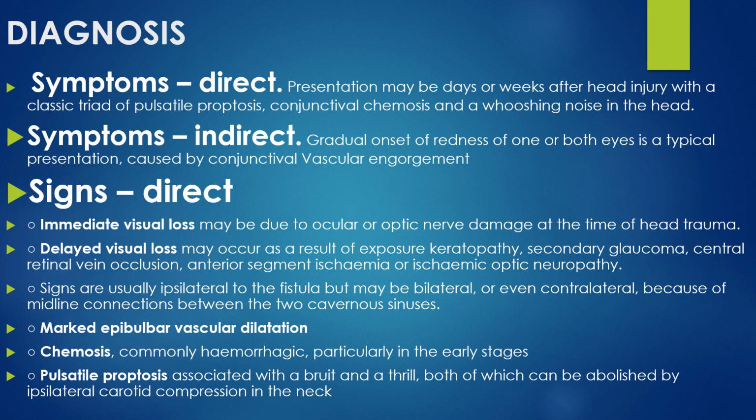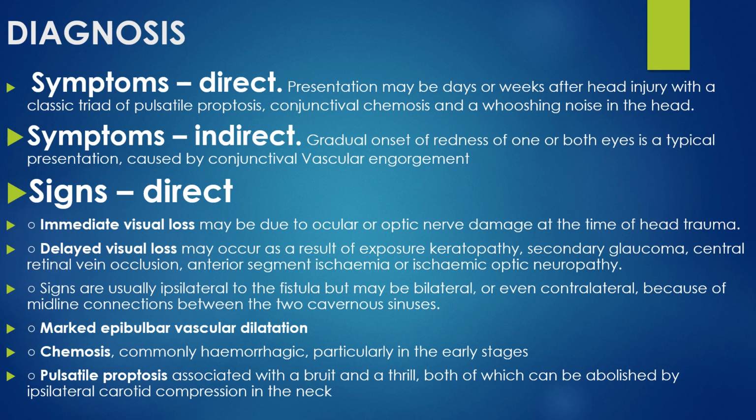In case of direct fistula, we can see the immediate visual loss due to the ocular or optic nerve damage at the time of head trauma. There may be delayed visual loss as a result of exposure keratopathy, secondary glaucoma, central retinal vein occlusion, anterior segment ischemia, or ischemic optic neuropathy. The signs in the direct fistula are usually ipsilateral to the fistula but may be bilateral or even contralateral because of midline connections between the two cavernous sinuses.